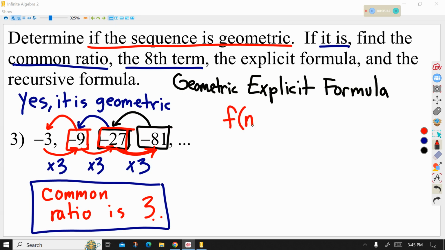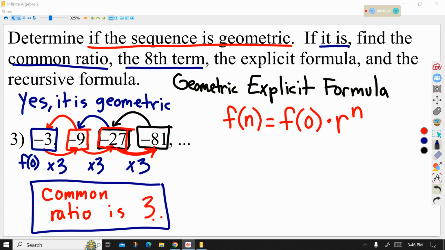So the geometric explicit formula is f of n equals f of 0, our first term, times r to the n. Now, we said we would do this when we start counting at 0, and I emphasized that today because sometimes we'll have to start counting at 0. Pretty soon you are going to have to make your choice at which way you want to start counting: do we start counting at 0 or 1? Today we started counting at 0, and so we'll call this first term f of 0.